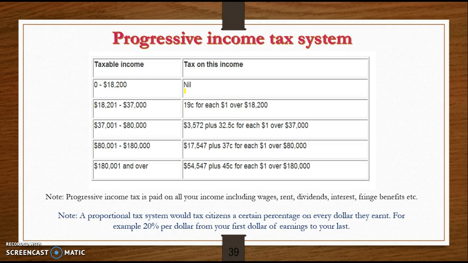So in terms of the progressive income tax system, you will have seen these tax brackets before. What I just want to discuss is how you calculate your tax based on these income tax brackets. Just be mindful that your total income includes anything you earn from wages, rent, dividends, interest, and any fringe benefits that you receive.